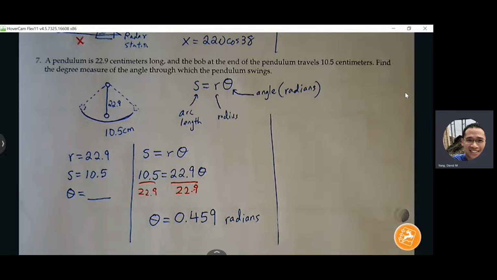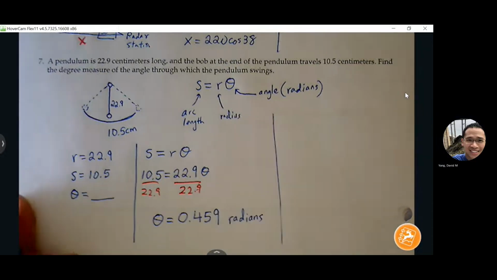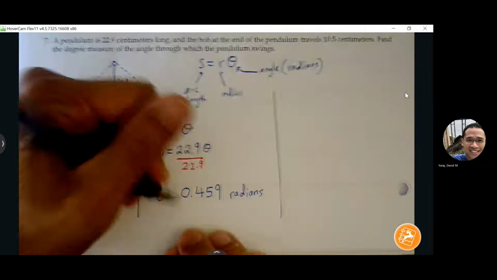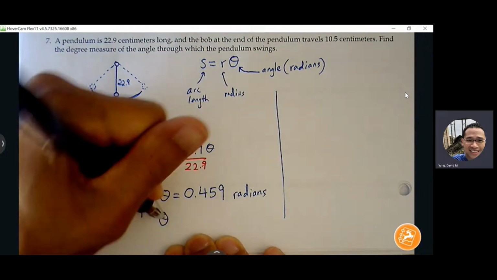It doesn't have to be. I mean, you could leave it as a fraction. I just decided to get the decimal version. But you could have left it as 10.5 over 22.9. I guess that's more accurate. But I do want to point something out here. I saw a lot of mistakes on the quiz when students got to this point. You know what a lot of us wanted to do to adjust with that theta? Any idea?